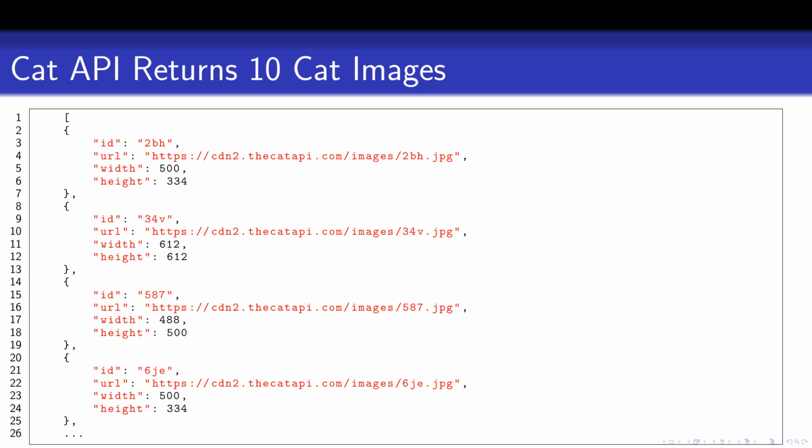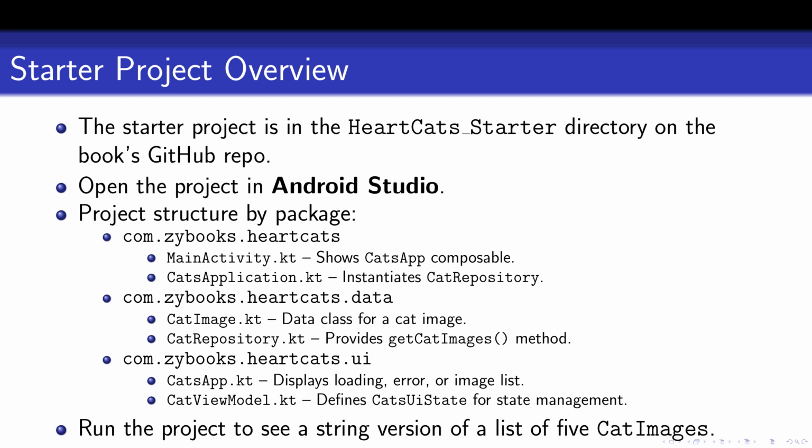When the API responds, it sends back a JSON array of image objects. Each object includes an ID, a URL pointing to the image, and metadata like width and height. This structured format is perfect for mapping to Kotlin data classes, which allows us to easily extract and use this data in our app. To begin development, we use a starter project from the book's GitHub repo.